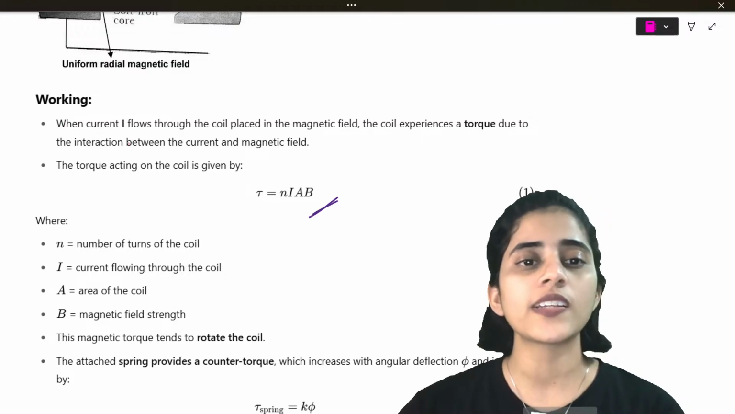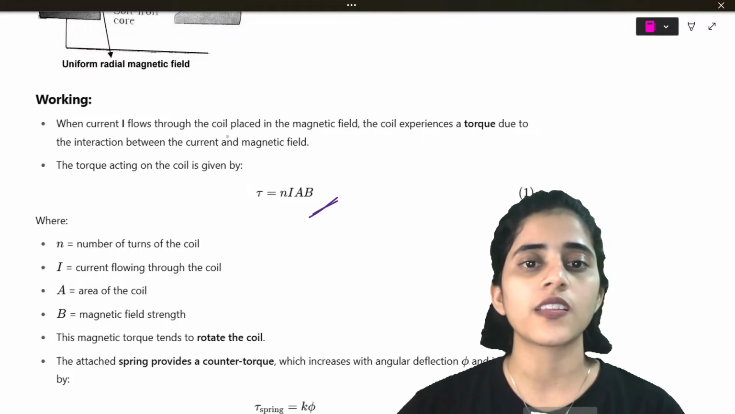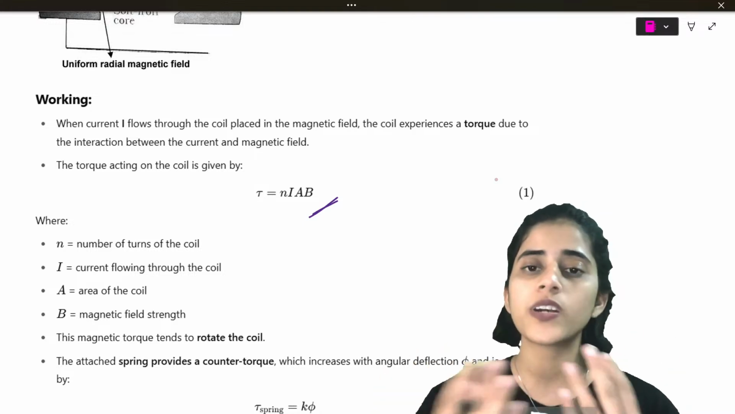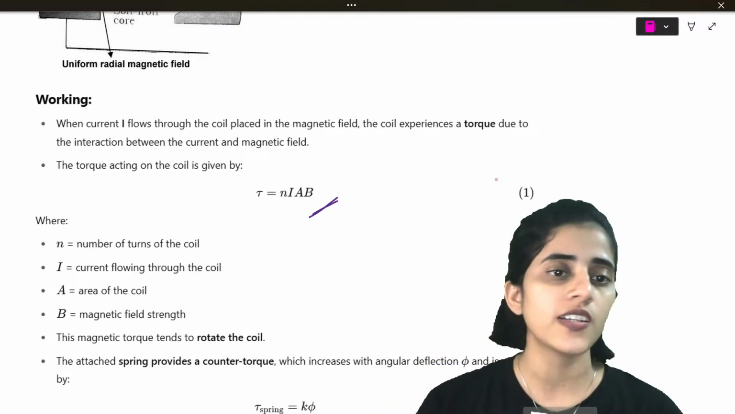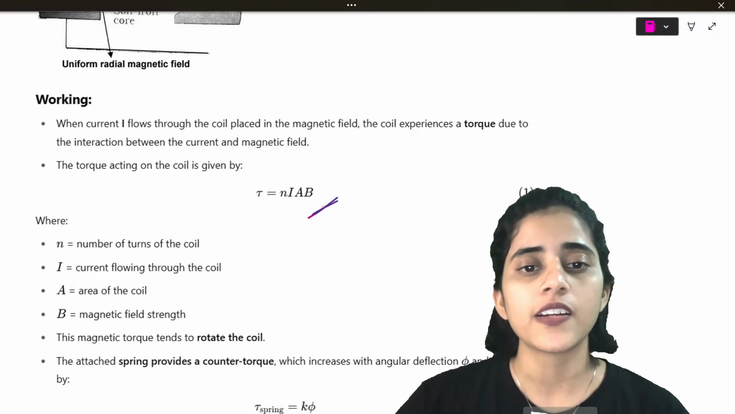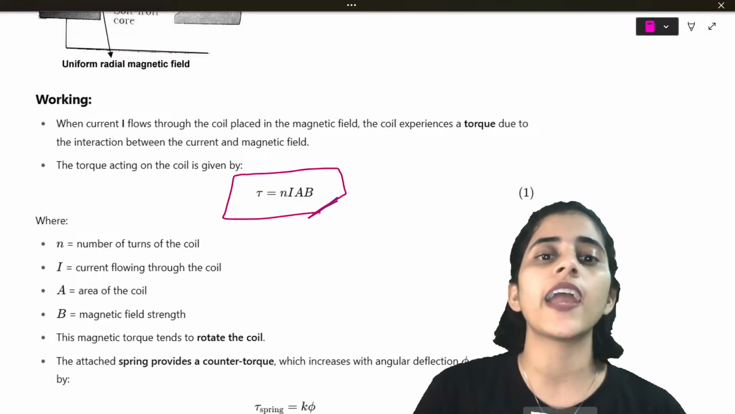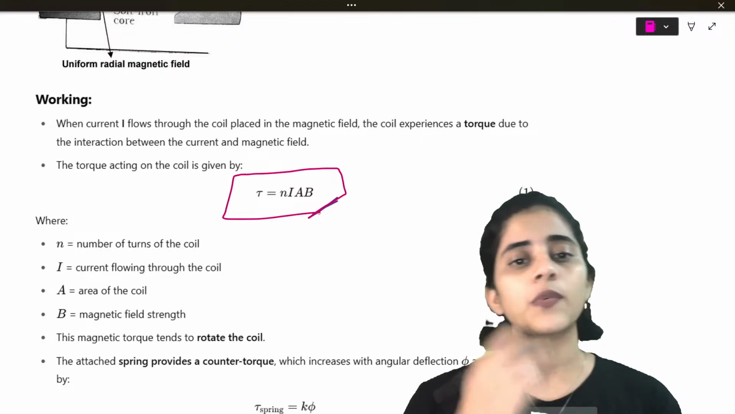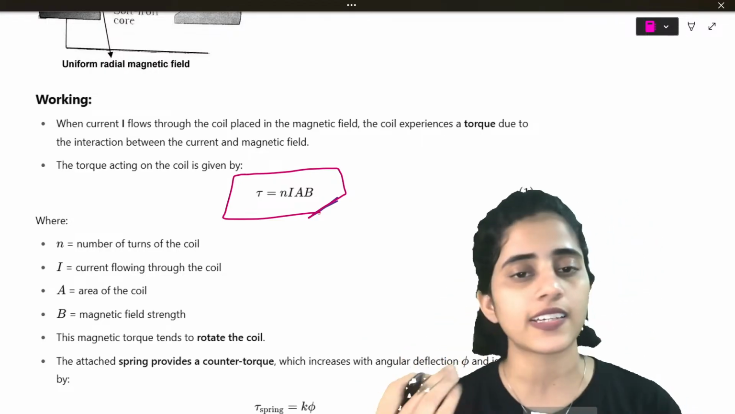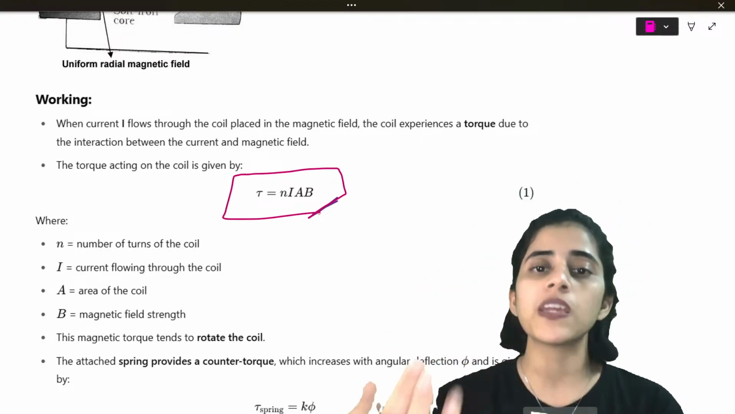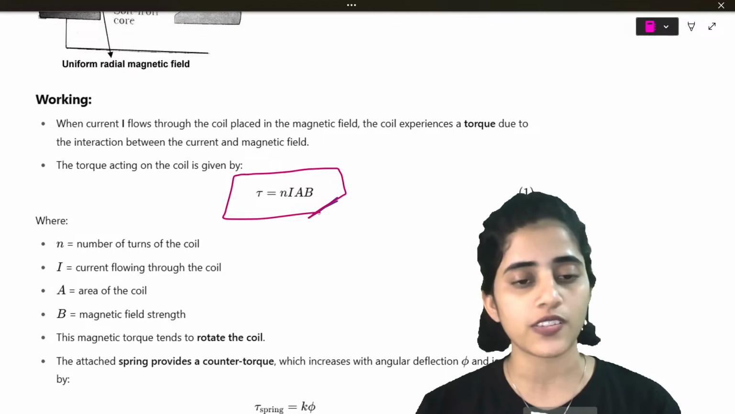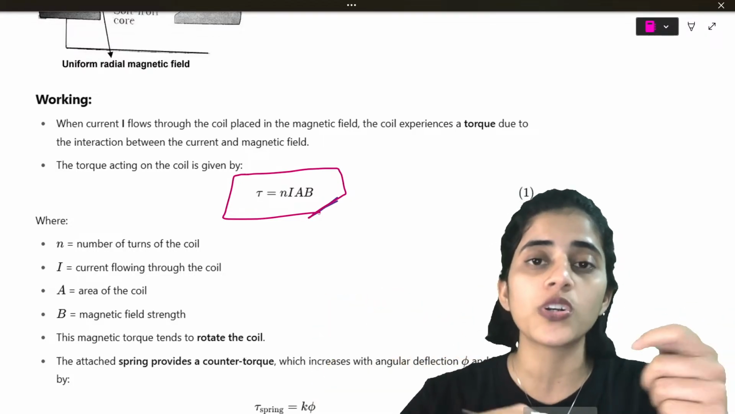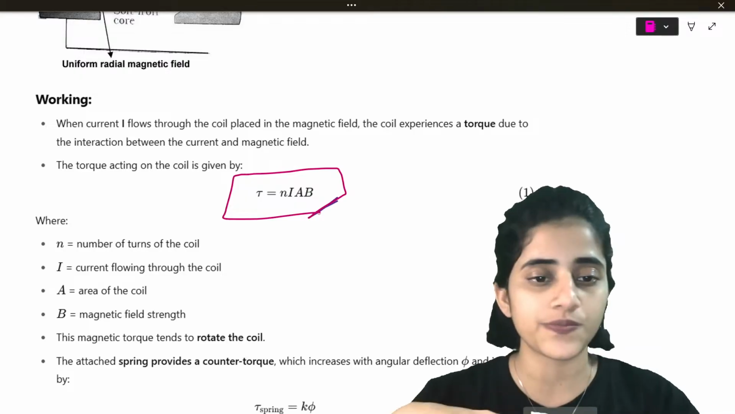Okay. When current flows through the coil that is inside the magnetic field, what happens? It experiences a torque, and the torque is given by torque is equal to NIAB, where N is the number of turns, I is the current, A is the area, B is the magnetic field strength. So what does the magnetic torque do? It rotates the coil.